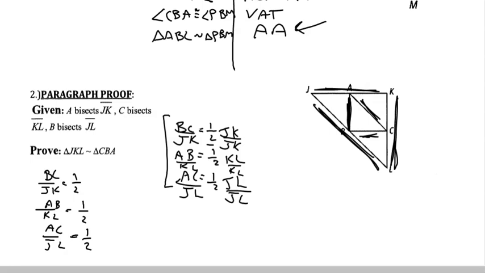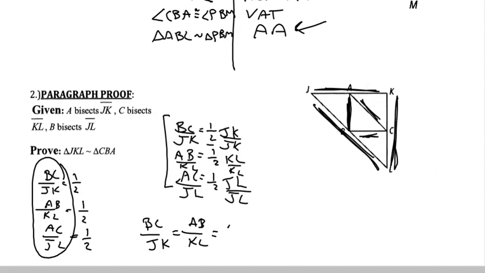If they all equal 1/2, then they all equal one another. BC over JK is going to equal AB over KL, which is going to equal AC over JL. So having all these proportions, how do you think you're going to finish your proof? SSS of similarity, because you have all sides proportional to all sides.